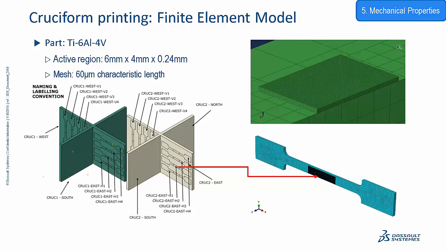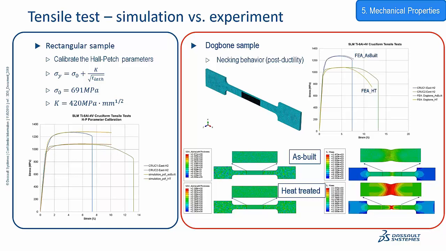For the tensile testing of cruciform specimens, the dog bone specimens were taken from the cruciform parts in both conditions, as-built and heat treated. Initially, we used a rectangular FE model for the validation work. The resulting stress-strain curve shown here on the left agrees well with the experimental results up to the ultimate tensile limit point. However, the post-ductility limit necking behavior was not captured. Therefore, some additional simulations were performed with the dog bone specimen, as shown on the right. A fine mesh was used for the center part, and a coarse mesh was used for the rest.